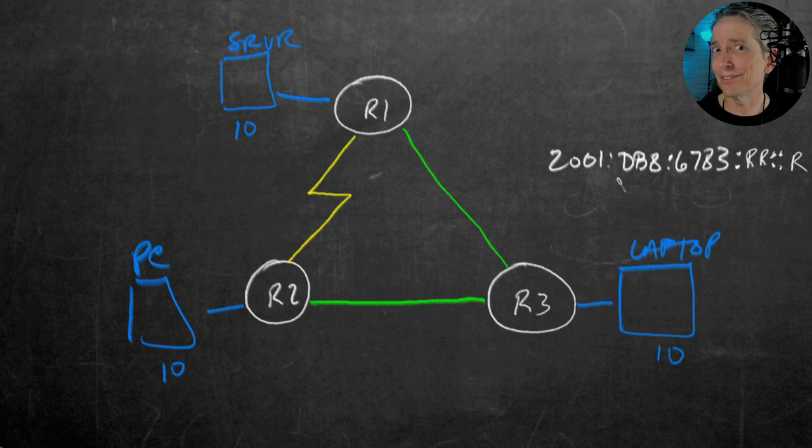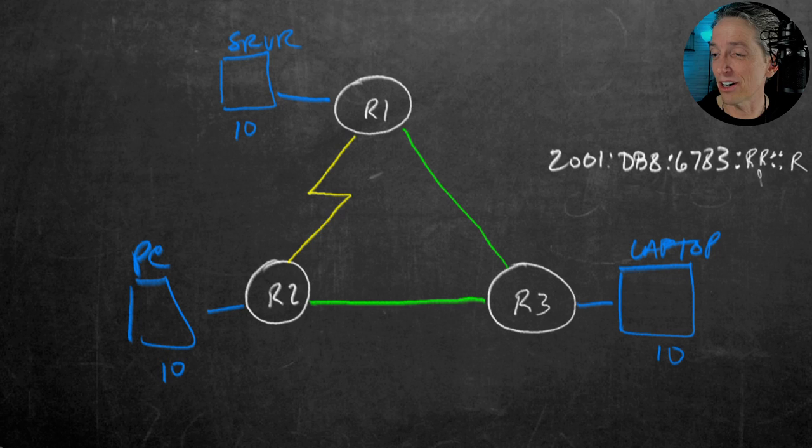Well, 2001 DB8 is a reserved IPv6 address, a globally routable address, that's supposed to be sort of documentation. So if you ever see 2001 DB8, it's somebody who's drawing out an IPv6 address that'll never be used in production, because that one is reserved for documentation purposes, although it's still routable, still works. And then for this grouping, these 16 bits, I have 6783 just for fun. If you've been with me for a few sessions, you know what that means.